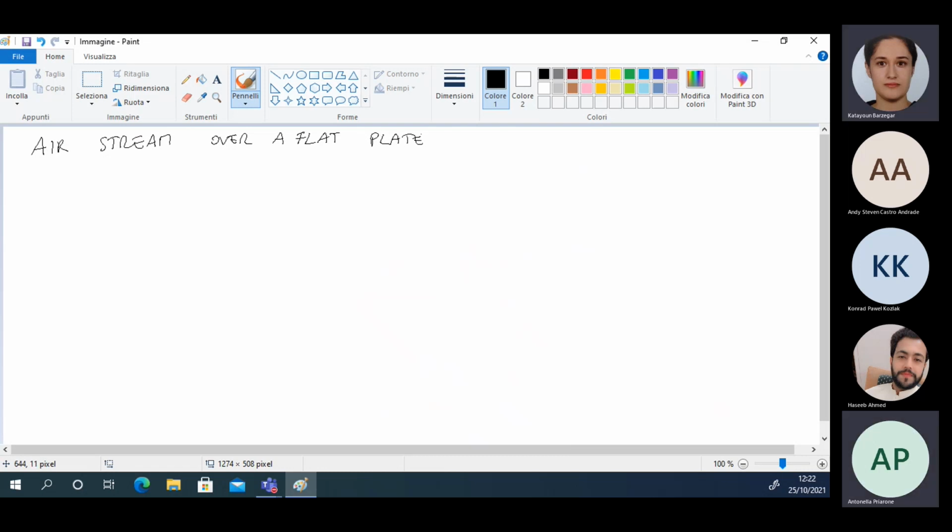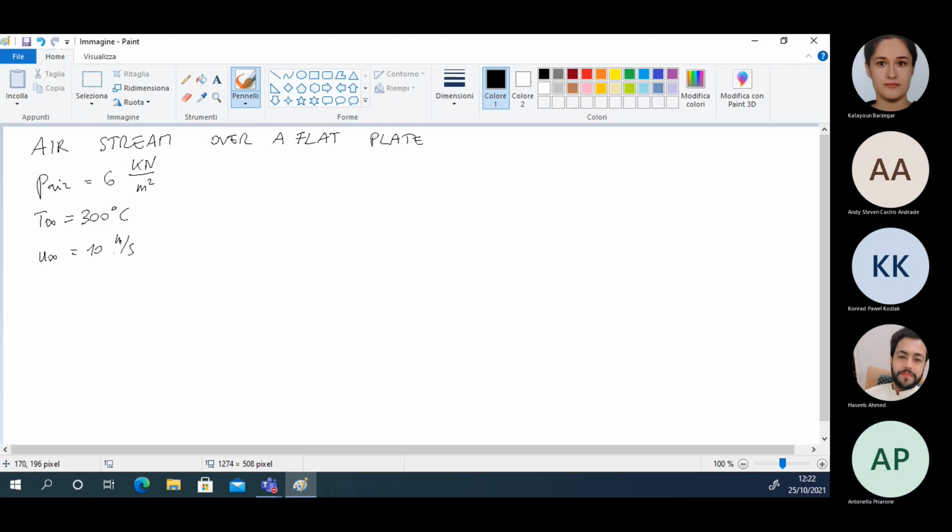And the air pressure is equal to 6 kilonewton per square meter. The temperature T infinity is equal to 300 Celsius, and U infinity is equal to 10 meters per second. The length of the plate is equal to 0.5 meter.